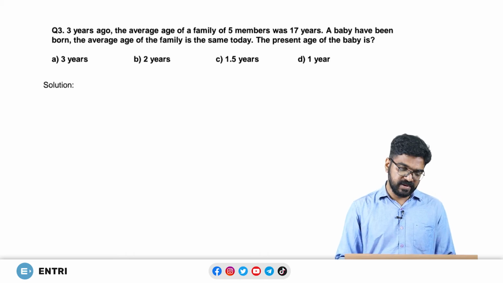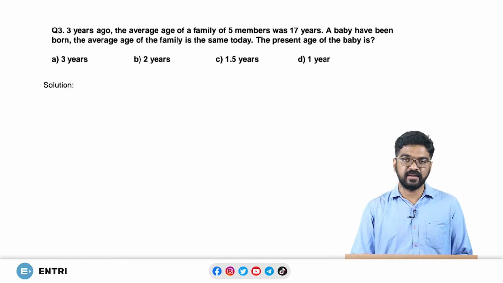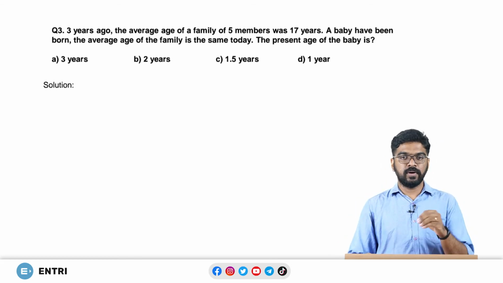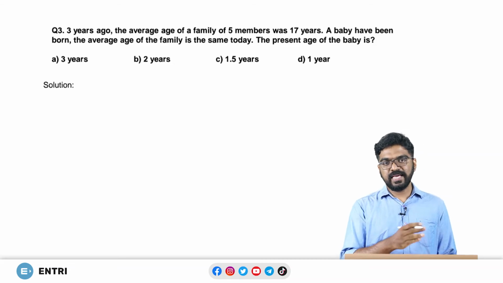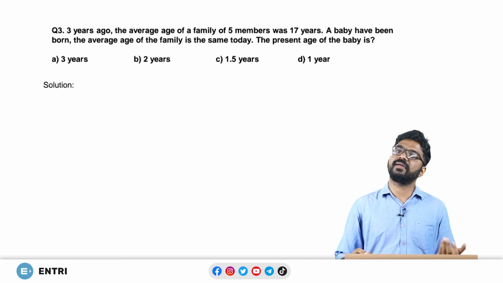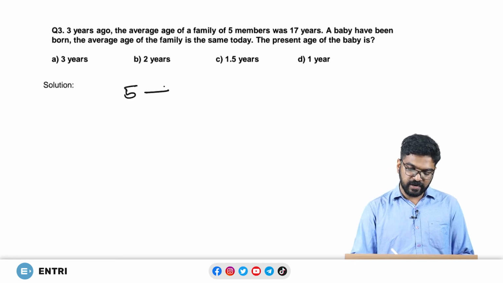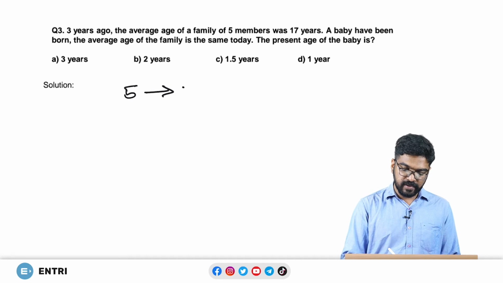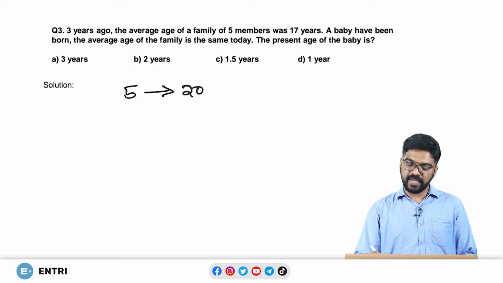So what happened here? 3 years ago, the average age of the family of 5 members is 17. So 17 was the average age 3 years ago. So right now, at present, what will be their average age? Obviously, each of those persons' age would have been increased by 3. Hence, the average age of these 5 people at present should have been how much? 3 more than 17, which will be equal to 20. Right?